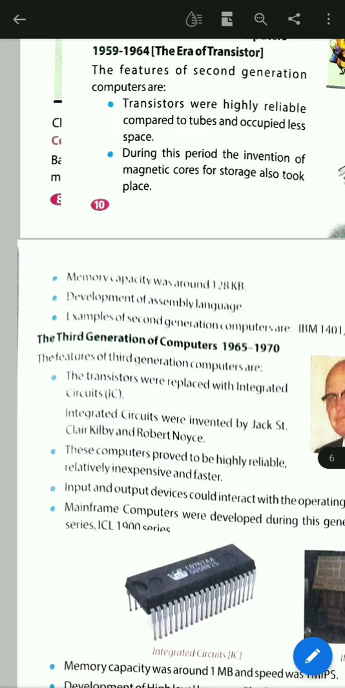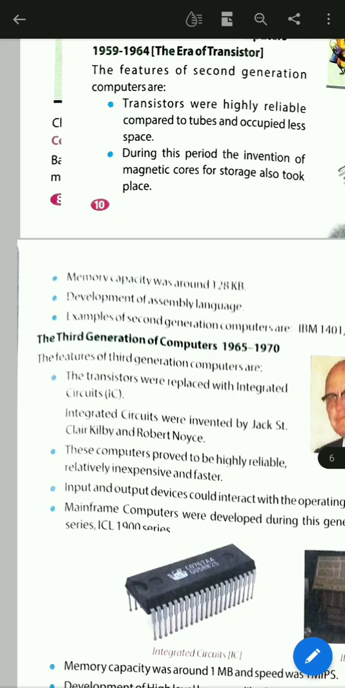Input and output devices could interact with the operating system at that time. Operating system is the software or program which is used to operate the computer or computer hardware.